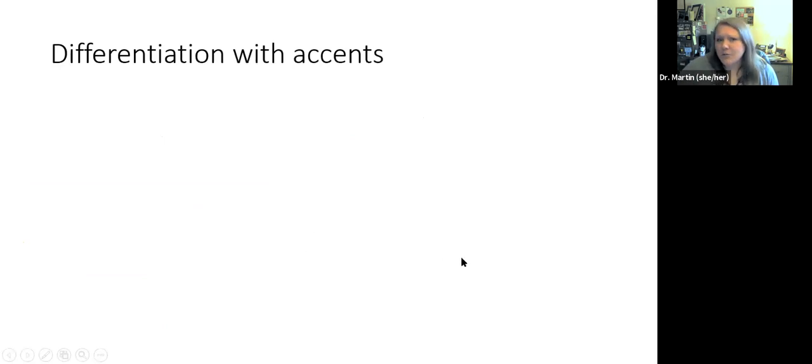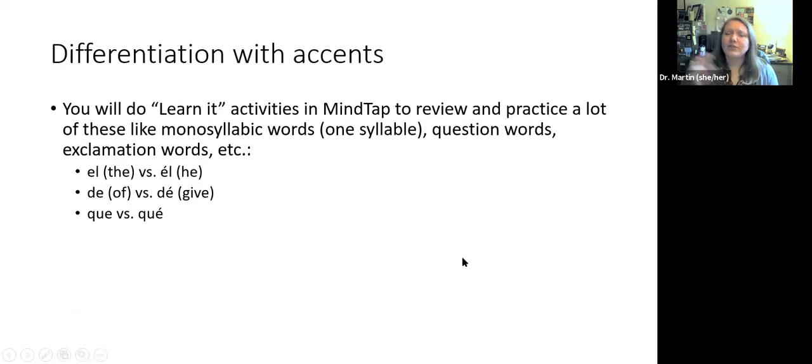So differentiation with accents. You'll do some learn it activities and mind tap to review, and then some practice activities. A lot of these are going to be like your monosyllabic words. That means like one syllable, including question words or exclamation words. So just to give you a heads up with that, you'll see things like el, no difference in pronunciation, but when we spell them in writing, they're different, okay?